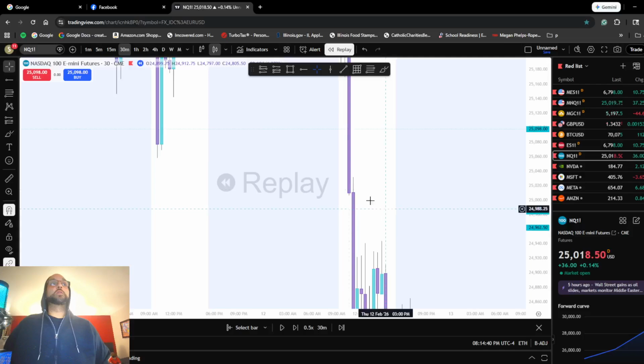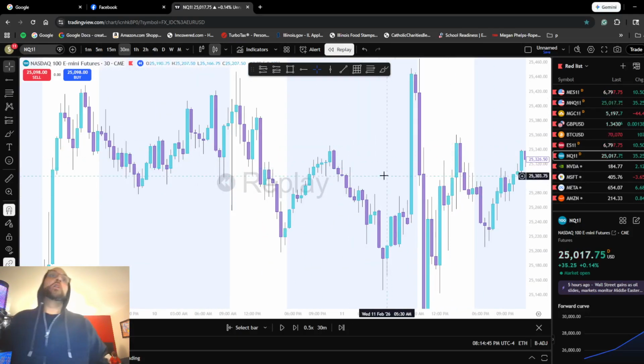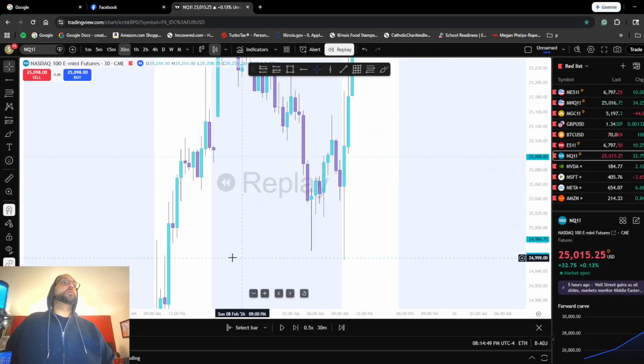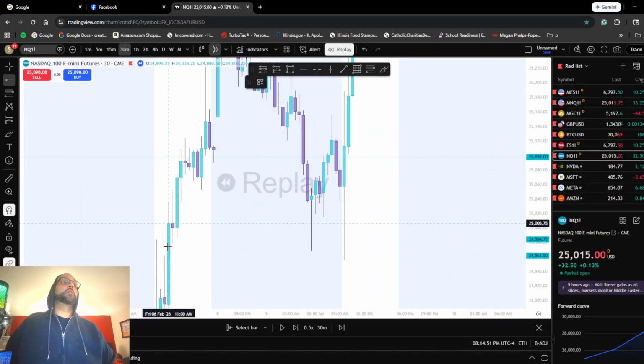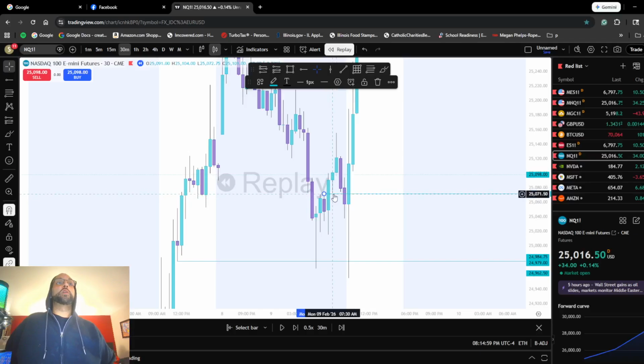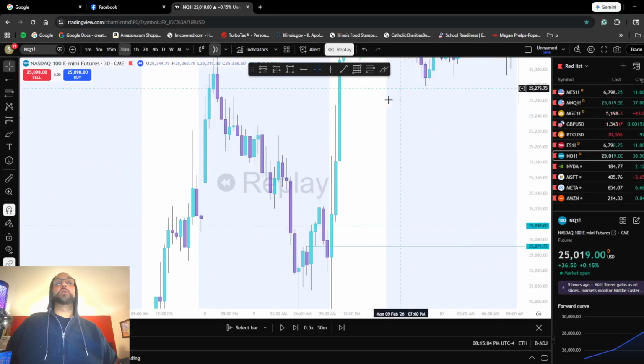Let me do like 3 more of these for you, just because I've been bullshitting. Oh, we get liquidity swept to the downside right here. Boom. What do we see after liquidity is swept to the downside? We see the break of structure with this candlestick.